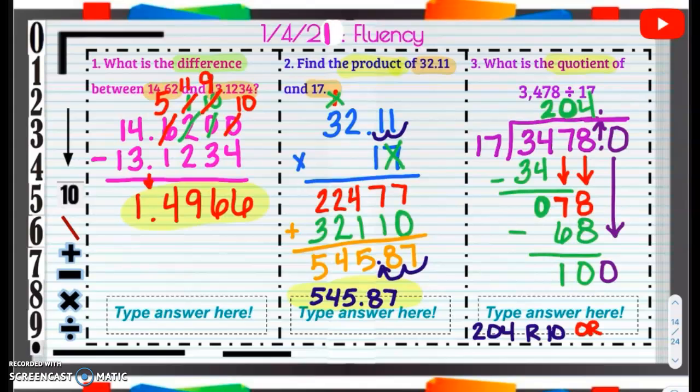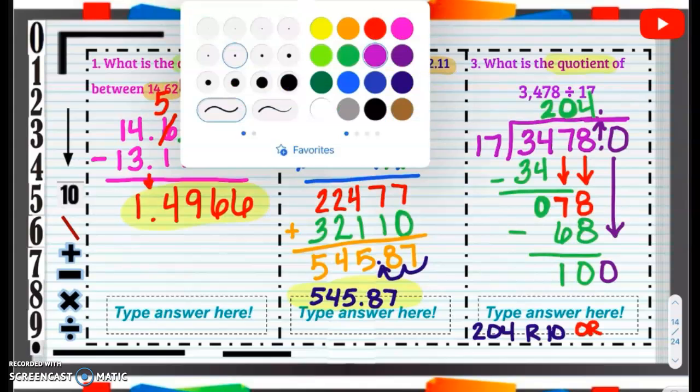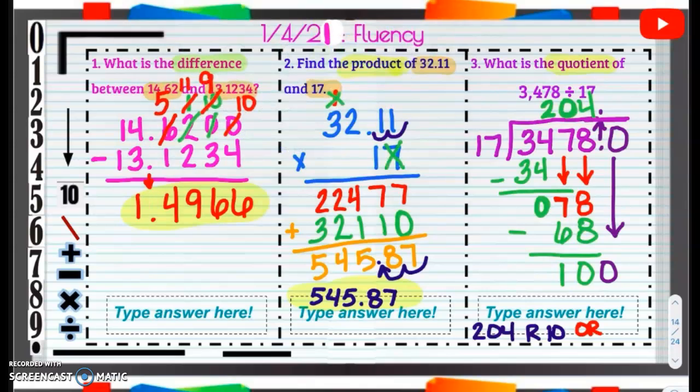So now, how many times can 17 go into 100? Well, we know that 17 times 4 was 68. 17 times 5 we said was 85. What about 17 times 6? If we did 17 times 6, we would get 102. So it's going to have to be 17 times 5, which is 85. So we're going to put a 5 here, 85, and subtract.